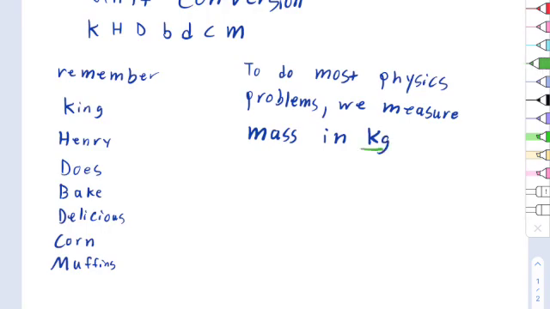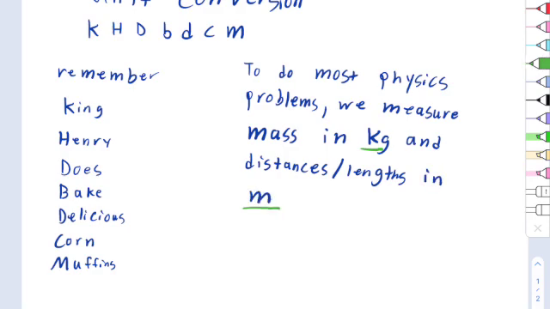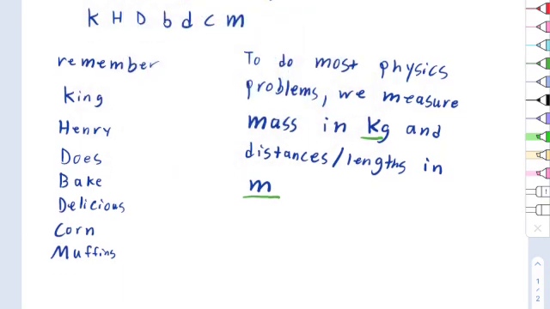To do most physics problems, we measure mass in kilograms and distances, lengths in meters. So let's say if the mass was given as milligrams, you should be able to convert that into grams or kilograms. And if the distance was given as kilometers, you should be able to know how to convert that into meters to do the calculation.